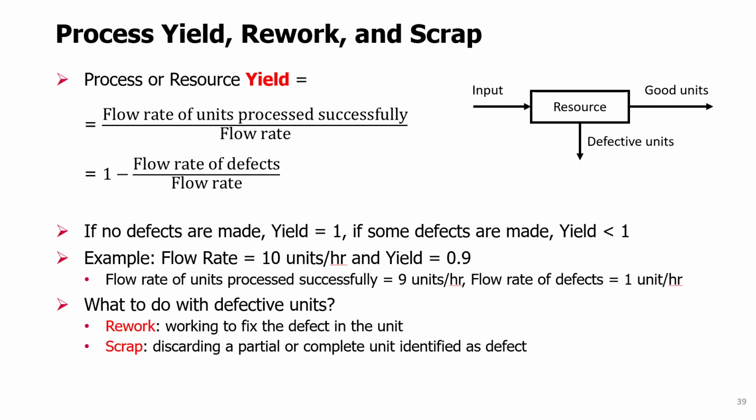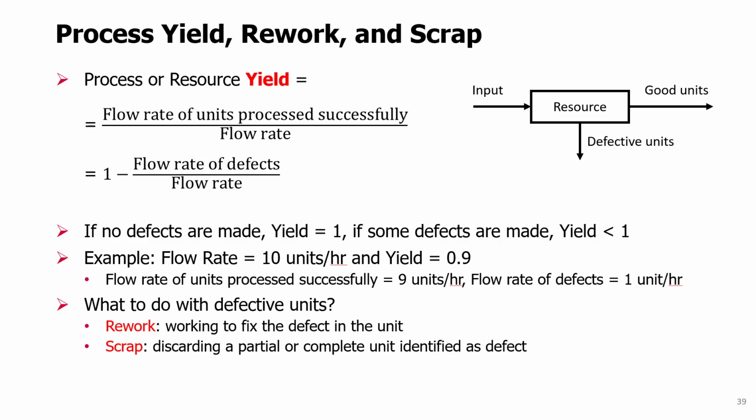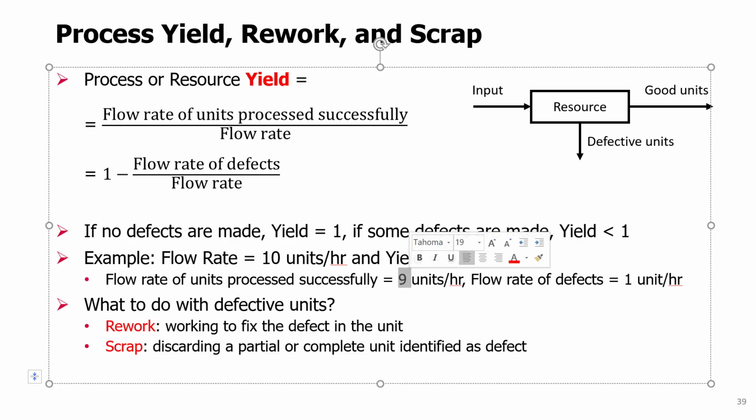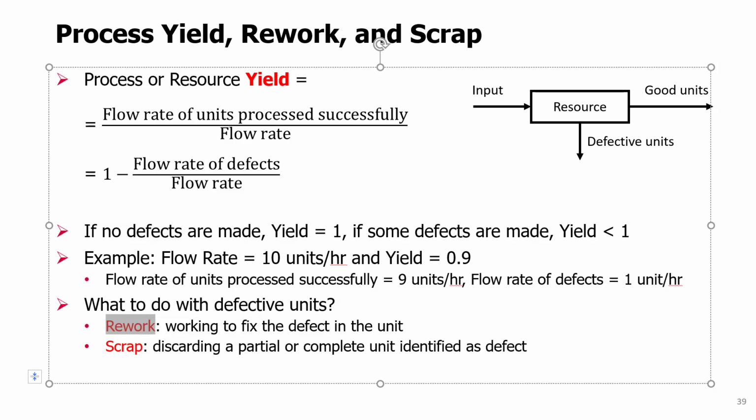So here is an example. Imagine we have a flow rate of 10 units per hour, but yield is 0.9 or 90%. Then, of course, the flow rate of units processed successfully will be 9 units, right? And so that's how the yield is defined, 9 over 10, right? This is the definition. And of course, flow rate of defects will be 1 unit per hour, right? So 1 minus 1 over 10 is again another way to calculate the yield, right? And of course, the question still remains, what do we do with those defective units?